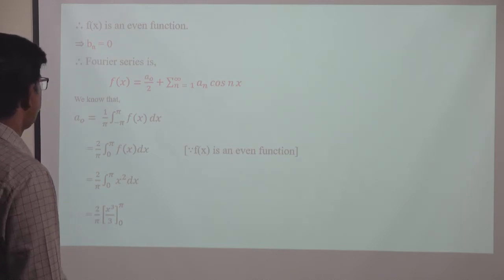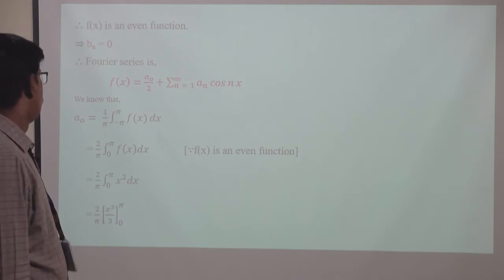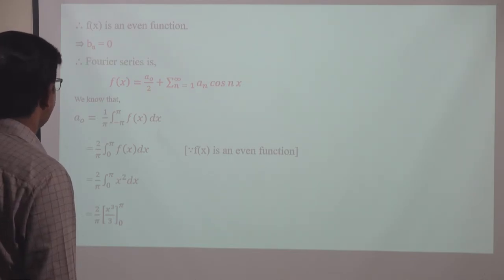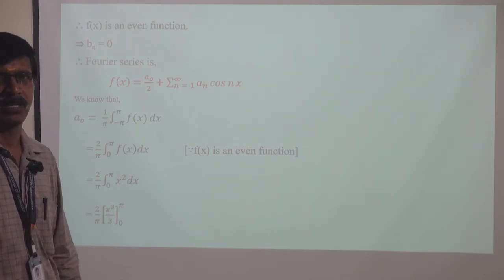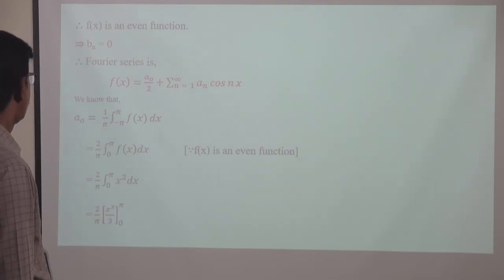In this case, the Fourier series will be in the form f of x equal to a naught by 2 plus summation n equal to 1 to infinity a n into cos nx. We know the formula for a naught: a naught is equal to 1 by pi integral minus pi to plus pi f of x into dx. But the function we have considered is an even function, so we consider the interval 0 to pi. Then it will become 2 by pi integral over 0 to pi f of x into dx.